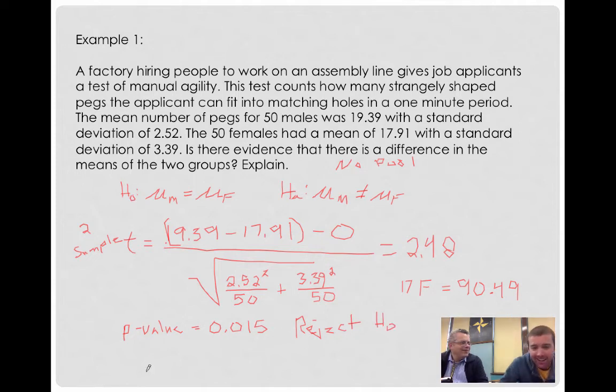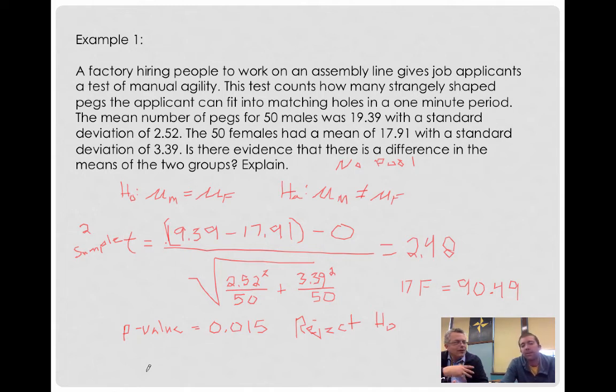Could you give it verbally? I can. So we would reject our null hypothesis that the means were equal in favor of the alternative, in which the means of the two groups are not equal, because of our t statistic of 2.48 and p-value of 0.015, which is less than our alpha of 0.05, which they didn't really give us.